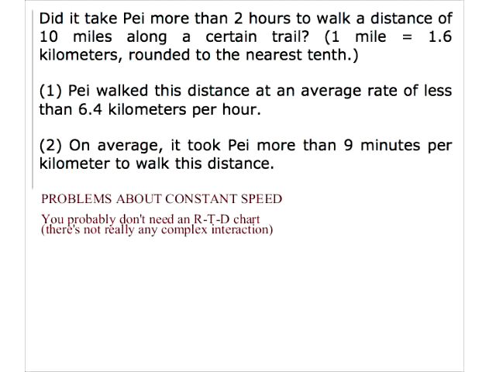First approach that you can take to this kind of thing is just reduce everything to a speed. So the question is, did it take Pei more than 2 hours to walk a distance of 10 miles? RTD is rate time distance chart, as described in our course materials. And then notice that both of these are in kilometers. We have to convert. So we should realize that up front.